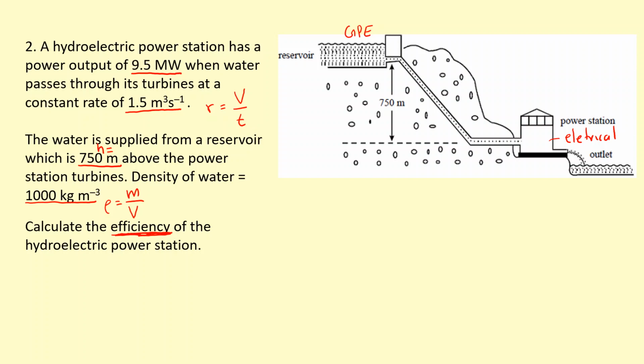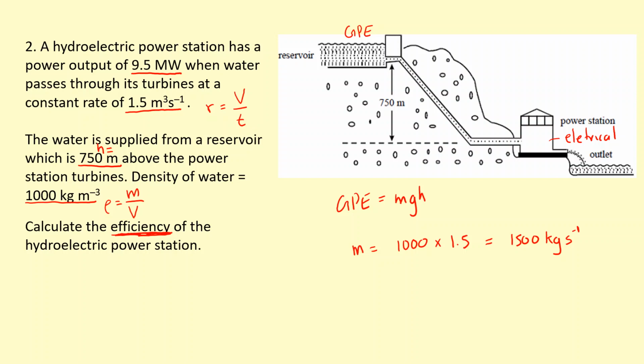So let's calculate the GPE that it's going to lose when it falls by 750 meters. GPE is going to equal mgh. The problem is we've got g and we've got h, but we don't have m. But we can figure out m by taking the flow rate, which is the volume that's flowing past per second, and multiplying that by the density, which is the mass per volume. So if we do 1000 times 1.5 meters cubed per second, that gives us 1500. But that's not just the mass, that's the mass per unit time. That's the mass per second, how much is flowing past per second.